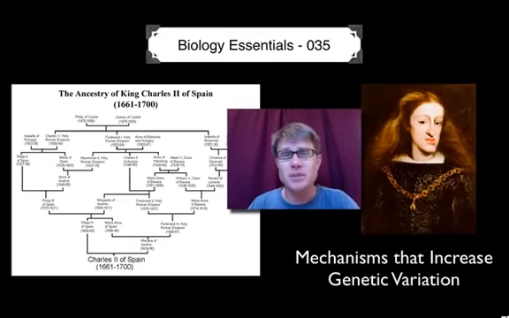This is on mechanisms that increase genetic variation. Genetic variation is the spice of life. It's played against the environment and causes natural selection or adaptation to local environment. Now, sometimes, however, in nature, we see the opposite of variation.